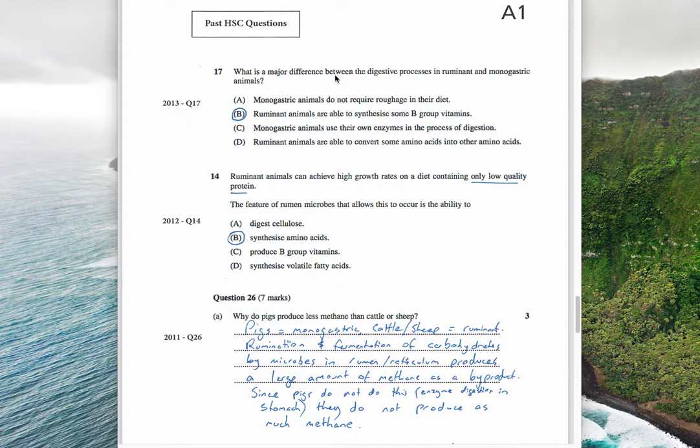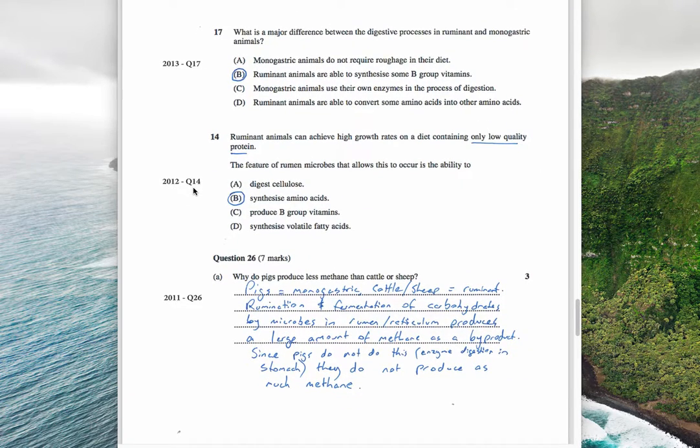What is the major difference between the digestive processes in ruminants and monogastric animals? Monogastric animals do not require roughage in their diet. Ruminant animals are able to synthesize B group vitamins. Monogastric animals use their own enzymes in the process of digestion. Ruminant animals are able to convert some amino acids into other amino acids. The answer is B therefore for the 2013 question.